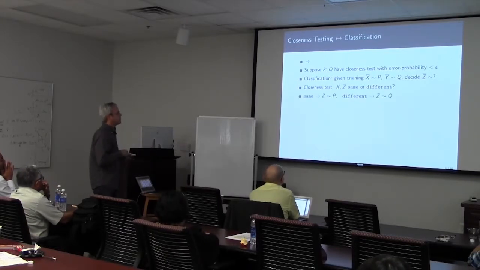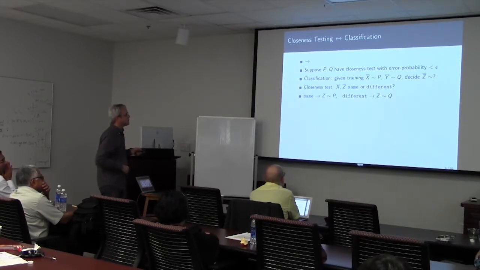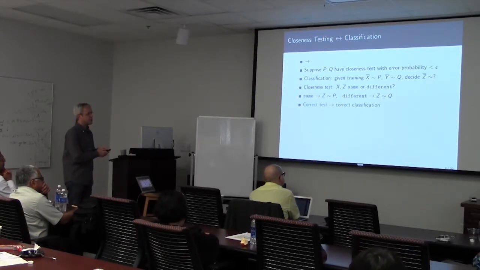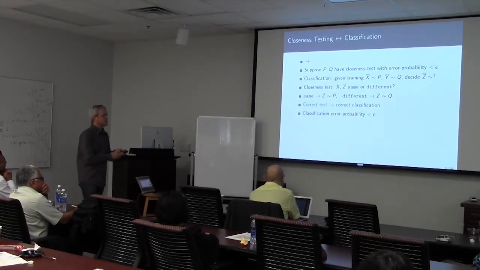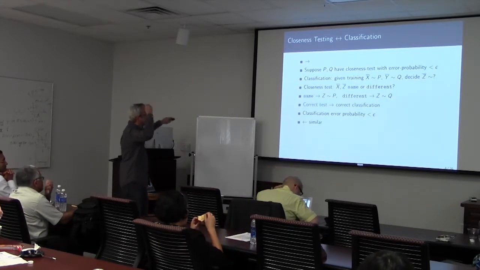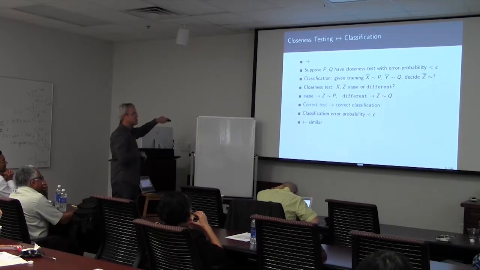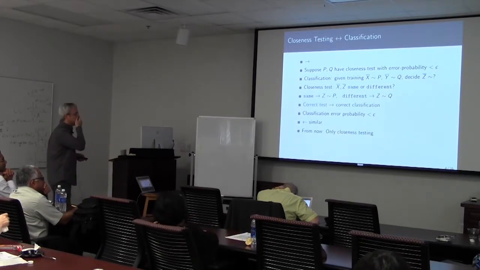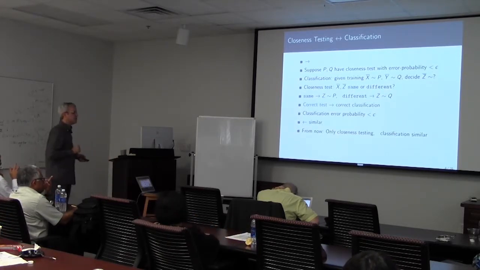Now, this is what I just said. If the answer was same, then we said Z was according to P. If the answer was different for the closeness test, then we said Z was generated according to Q. So therefore, if we have a correct test, we have correct classification, and the classification error probability is less than epsilon. So this shows this direction. We are not going to use the other direction, but it is not much different from this one. So from now, we're only going to consider closeness testing.